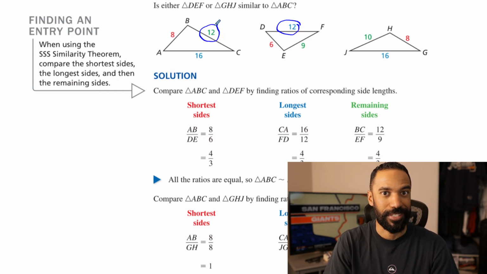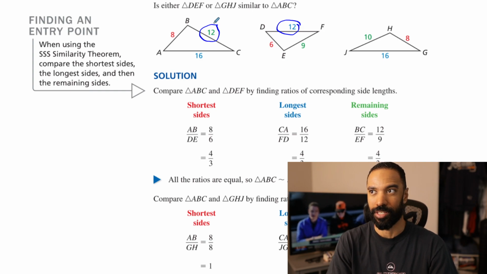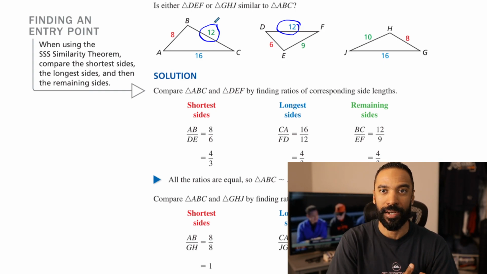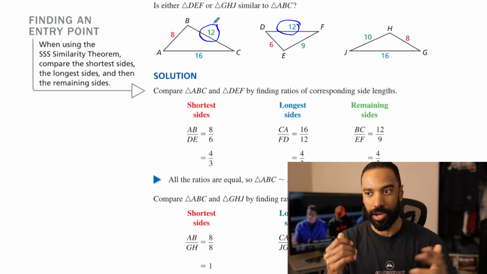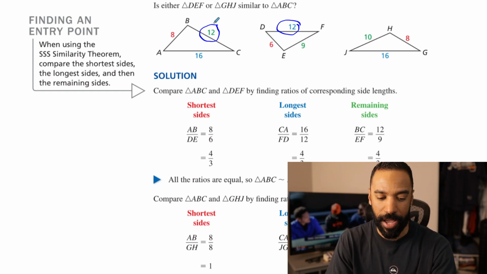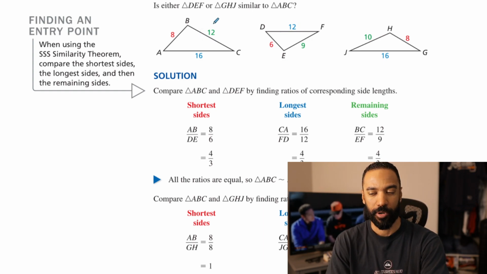Just because they're congruent doesn't mean anything to us. You probably want to stay away from that. These triangles are different sizes, so who cares if those are congruent? They are not likely corresponding when it comes to a proportionality test.